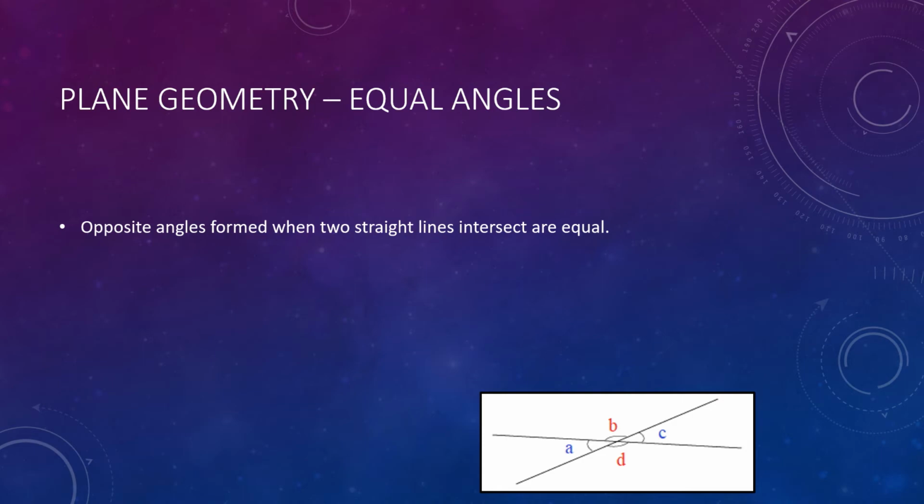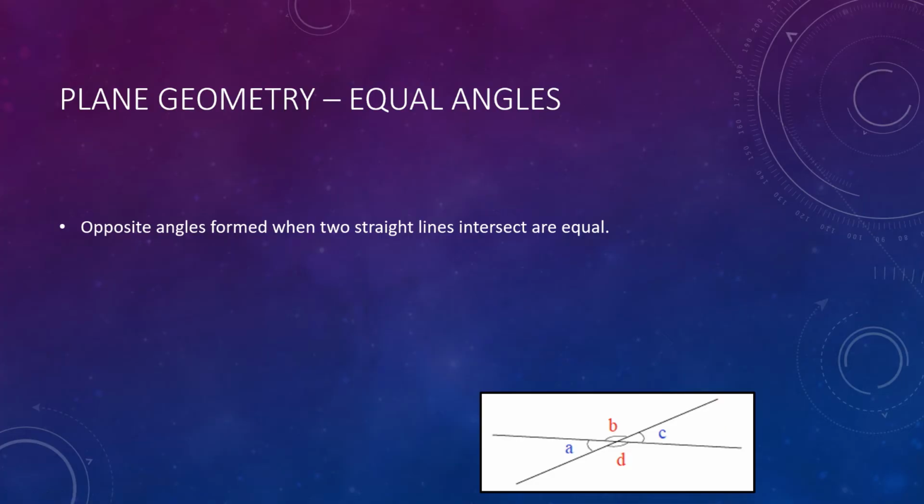Anytime you have two lines that are intersecting, the angles on opposite sides will always be equal. So in the case of this image, angle A and angle C are exactly the same, but so are angles B and D. So again, opposite angles formed when you have two straight lines that intersect will always be equal.